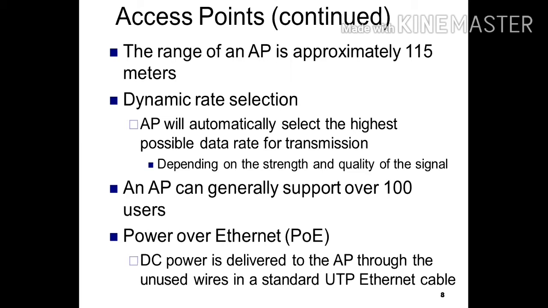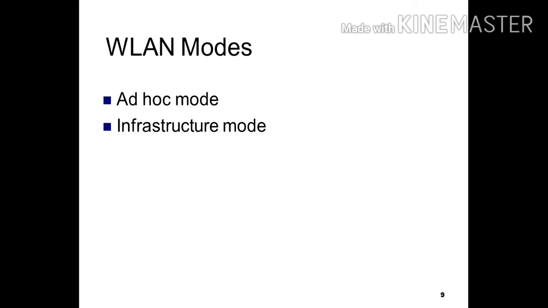Now, the access point is powered via cable, and you can say Ethernet, and that's why we can say here power over Ethernet. So DC power is delivered to the AP through the unused wires of the standard UTP Ethernet cable. So in wireless LAN modes, this means that we can connect your wireless LAN in ad hoc mode as well as infrastructure mode. So first we'll see ad hoc mode.